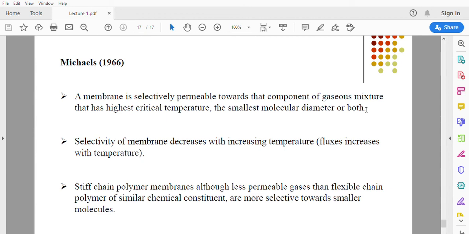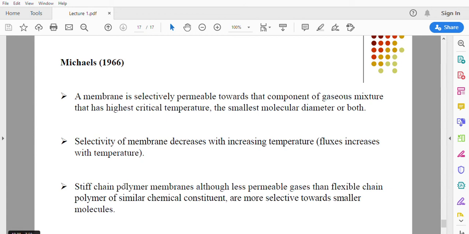The second condition is that the selectivity of the membrane decreases with increasing temperature, but fluxes increase with increasing temperature. So your permeability increases with increasing temperature, but the separation factor or selectivity decreases with increasing temperature. If you increase the operating temperature of the system, you will get a higher stage cut, higher output, but the quality of the product or your separation will reduce.